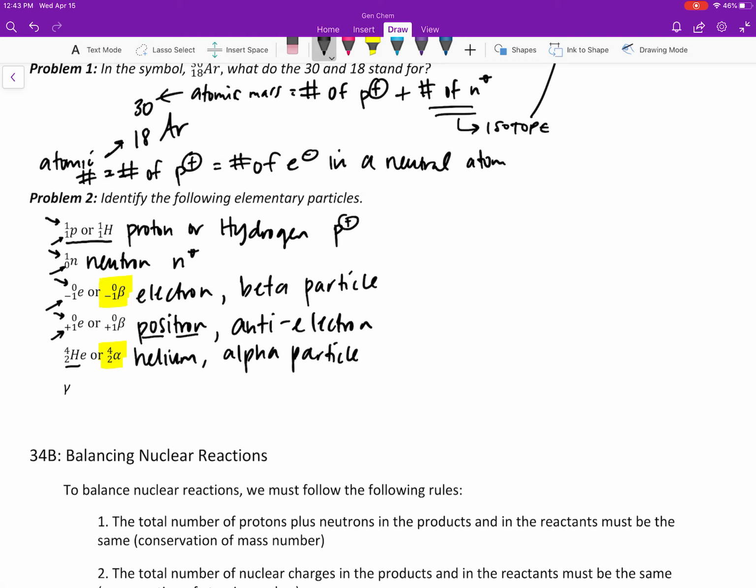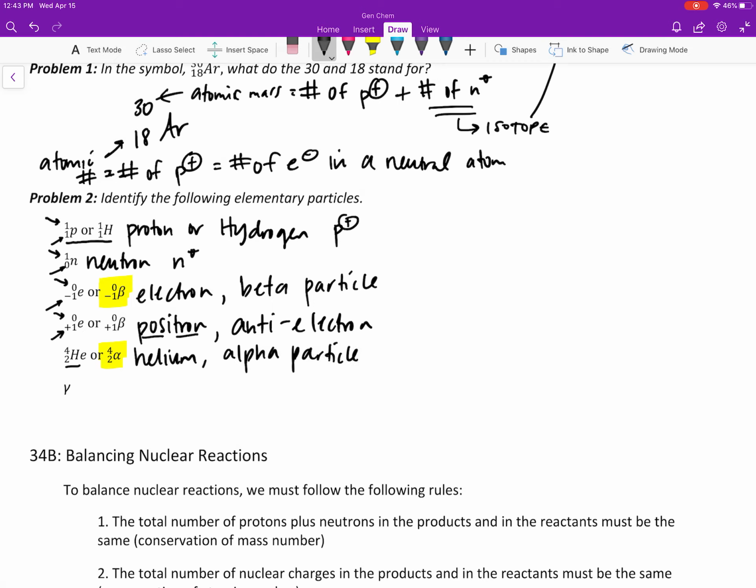And we have to make sure the nuclear charges in the products and the reactants are the same, and this is conservation of atomic number. So what this really means is everything on top must be equal and everything on bottom must be equal, because the top is mass and the bottom numbers are atomic number.